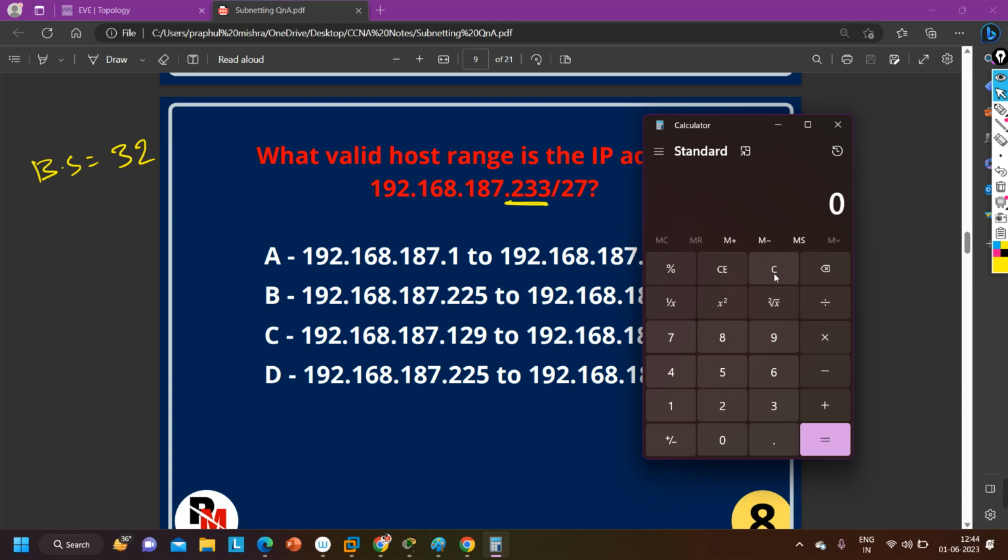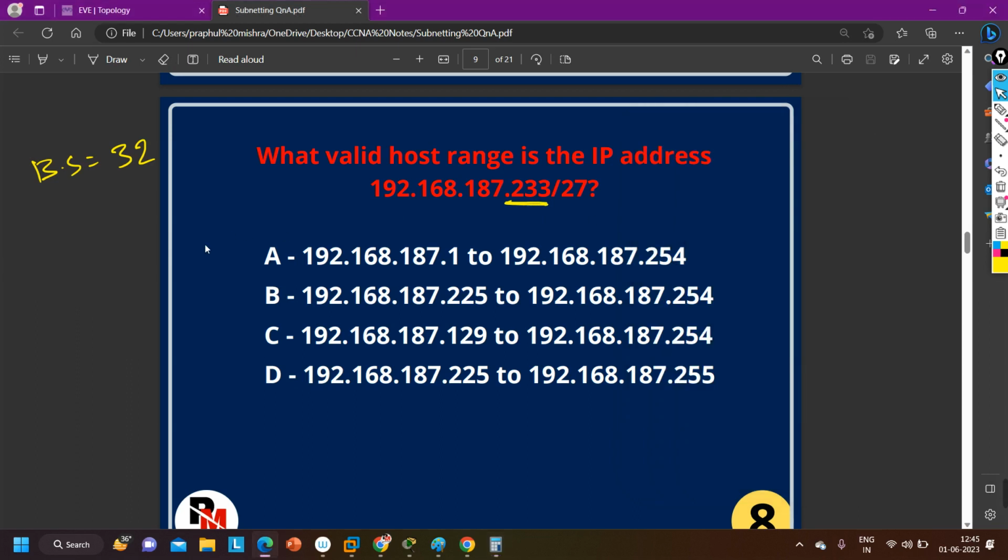Directly we can do one thing. 32 multiplied by, let's say, 5. So it is 160. No, let me try another number. 32 multiplied by 7. So it is 224. And if I add 32 more to 224, it will be greater than 233. So this is my network ID, 224.